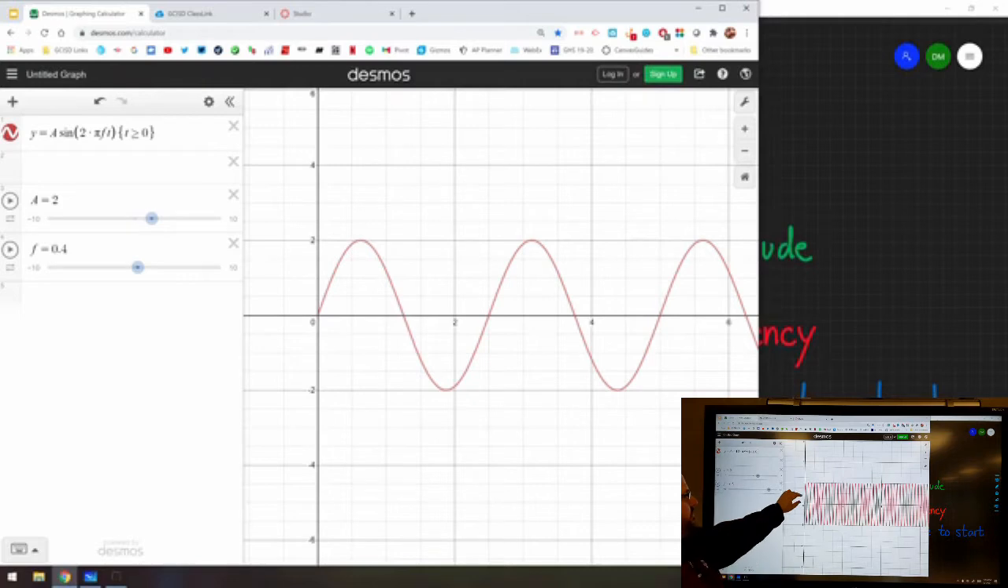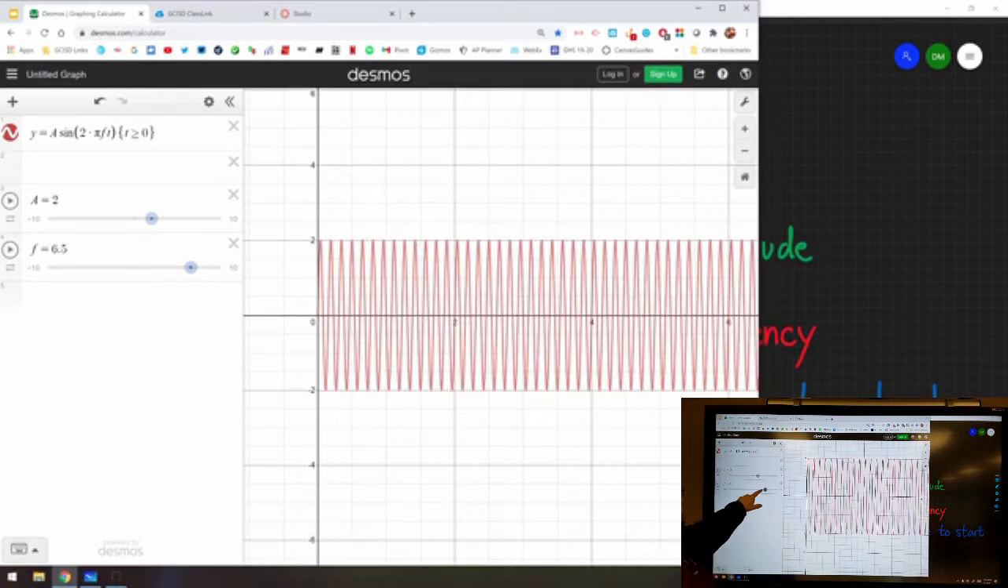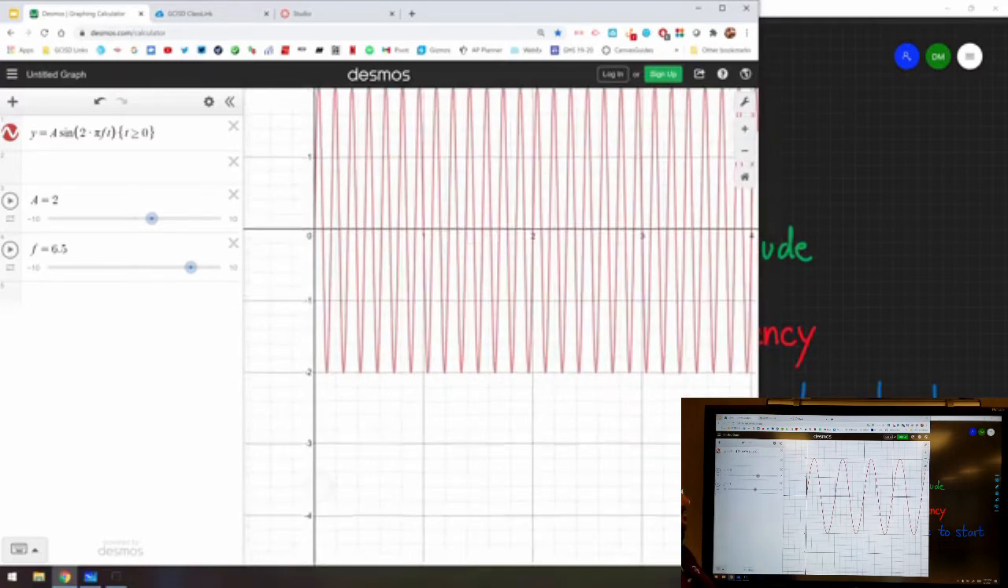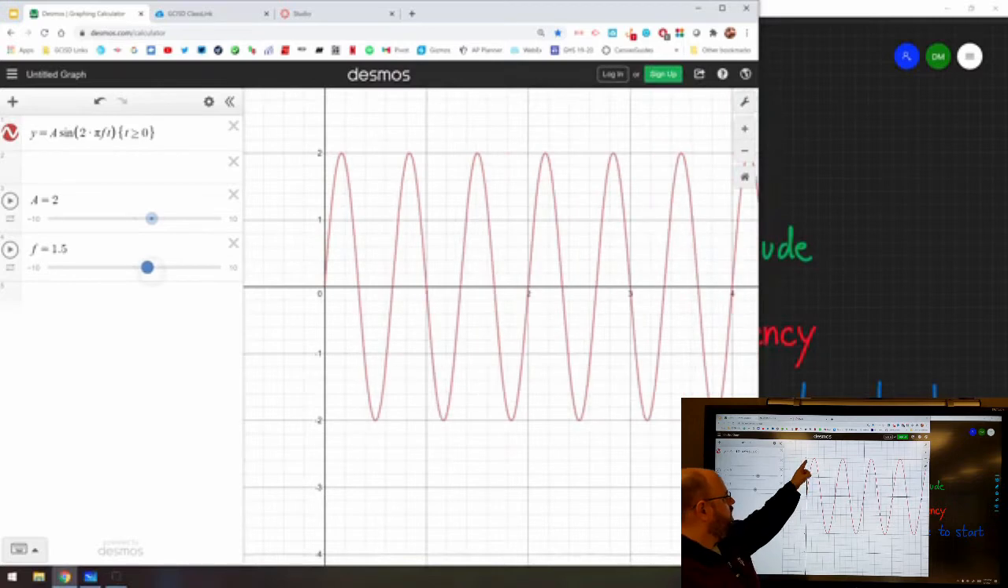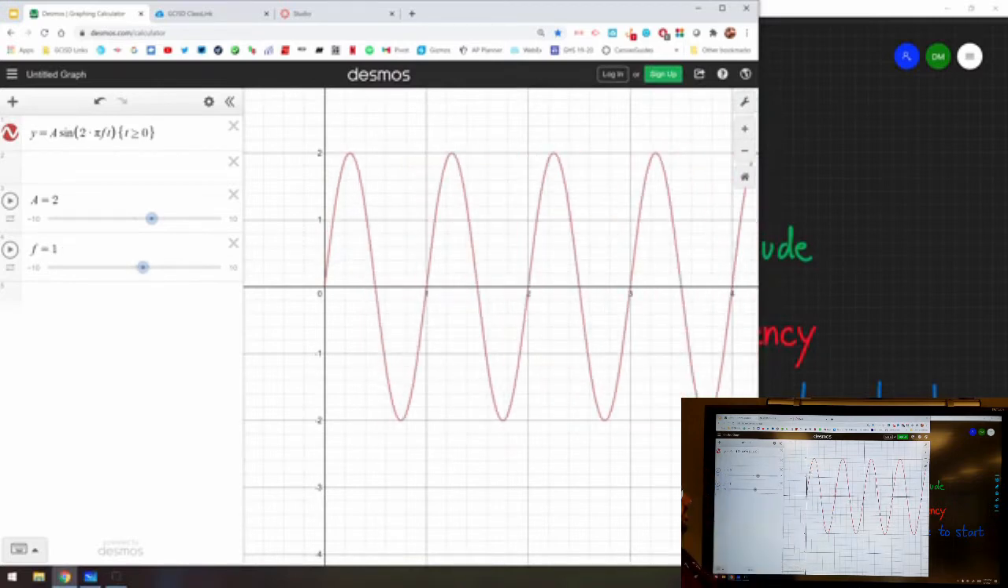So let's zoom this in and do a little bit of counting here. I'm going to dial this back down to 1. Okay, so with a frequency of 1, notice that we get 1 wave, or 1 oscillation in 1 second.